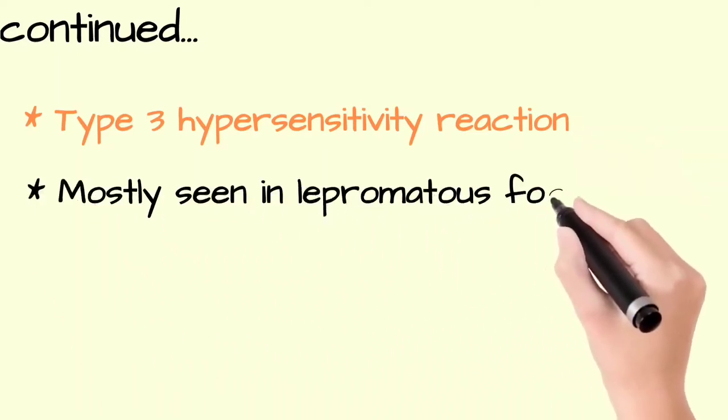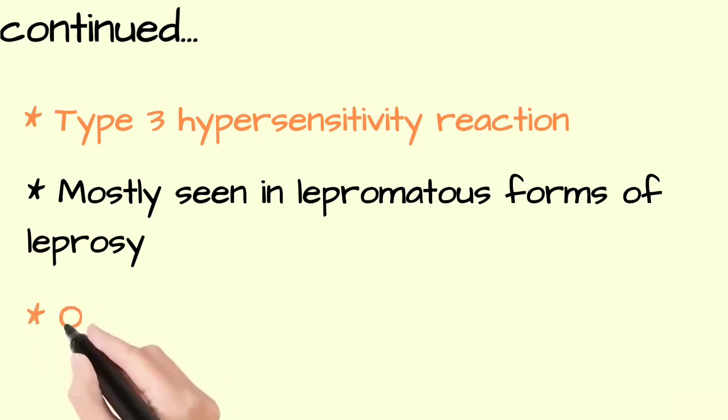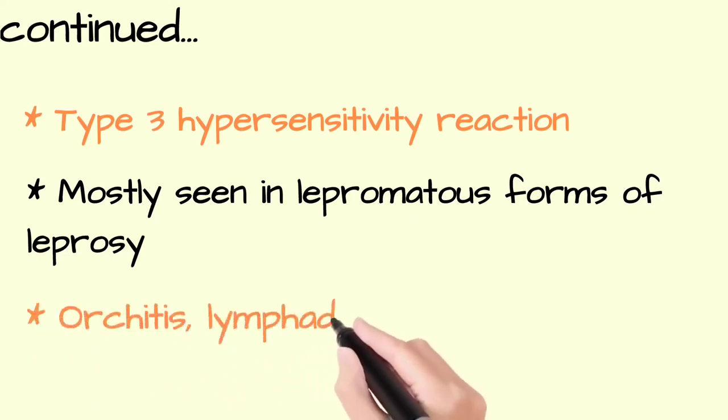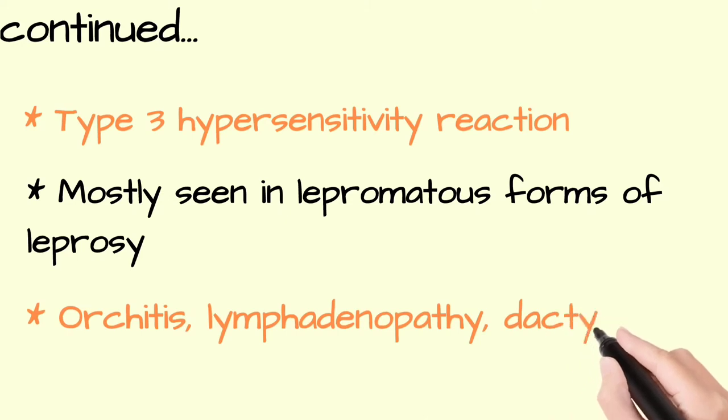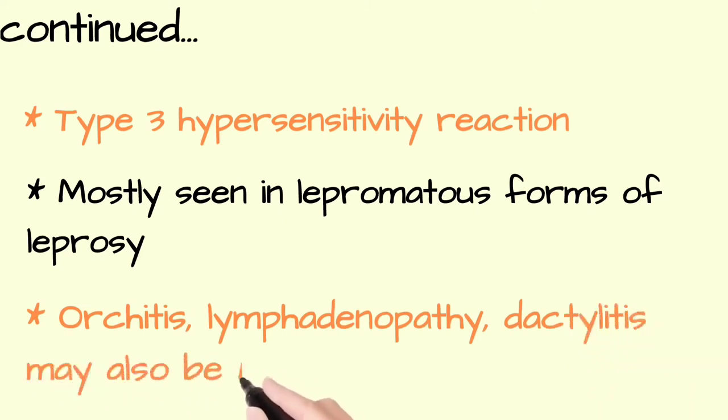This is mostly seen in lepromatous forms of leprosy, and this may result in systemic symptoms like orchitis, which is enlargement of testes, lymphadenopathy, dactylitis, in which the toe joints and finger joints become inflamed.